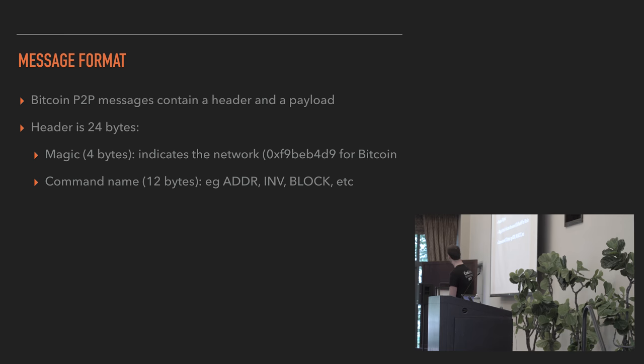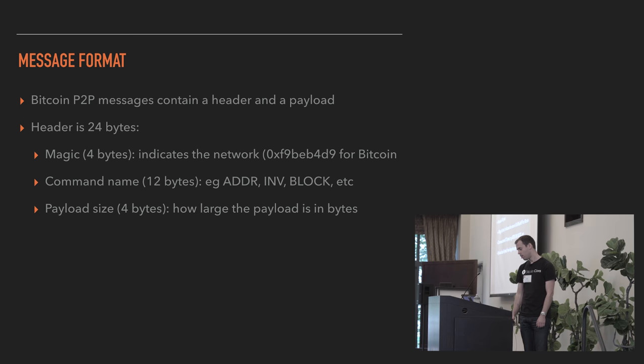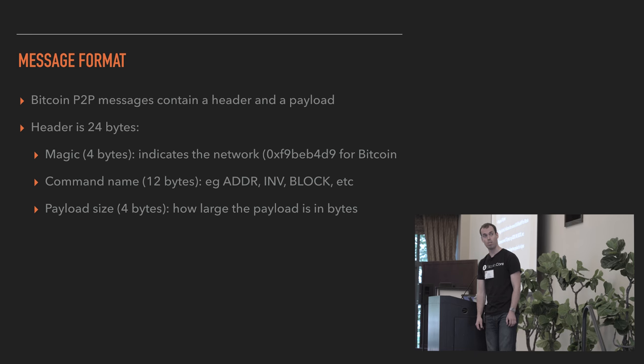After the 4 bytes of magic, you have 12 bytes of command name. That's ASCII, just saying what the command in the payload is. For example, addr for address message, inv for inventory, version. So if you just parse out those 12 bytes, it will be ASCII for what the command is. Then you've got a payload size, 4 bytes on how long the payload is in bytes. That puts a limit on the size of the payload at 32 megabytes.